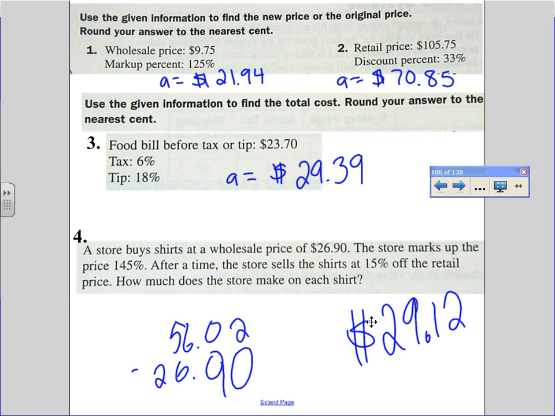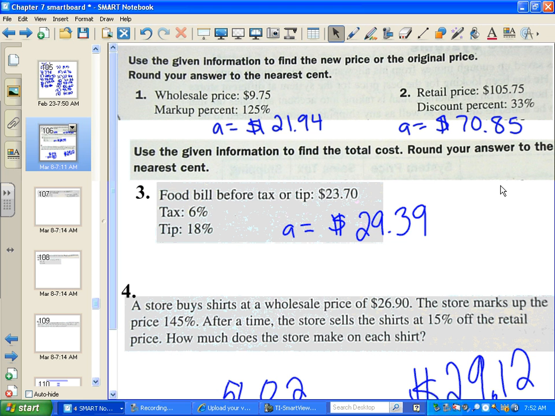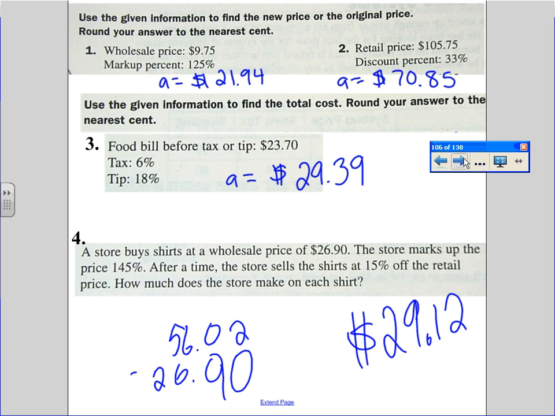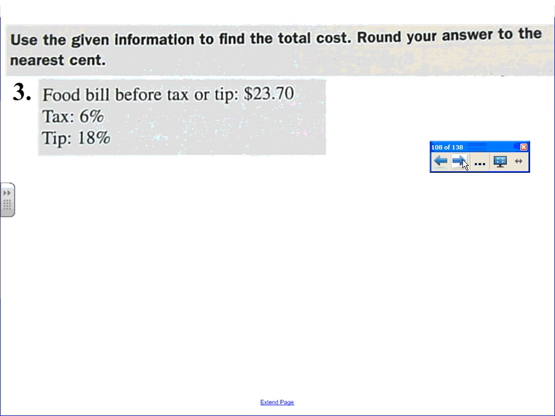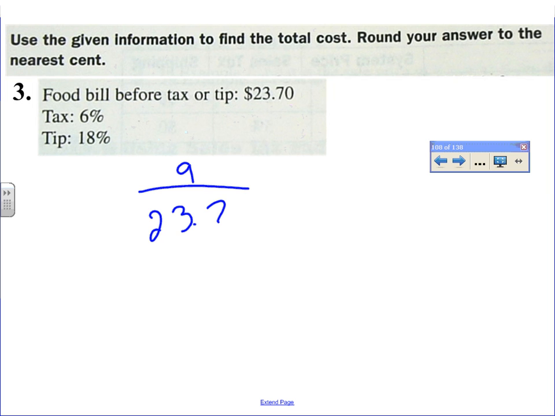Number 3? Yeah. Okay, I'm going to go here, actually. Number 3's proportion should be A over 2370 is equal to your total percent, which is 124 over 100. Is that okay? That happens. And then use cross product and solve, and you get $29.39. Nathan M., check that one, because that one you should get exactly what we got. How was number 3? Nathan S.?